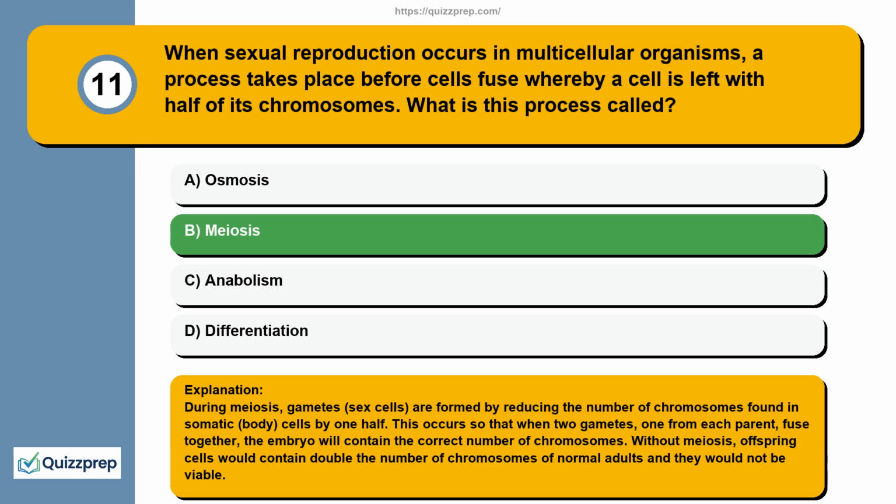During meiosis, gametes, sex cells, are formed by reducing the number of chromosomes found in somatic, body, cells by 1/2. This occurs so that when 2 gametes, one from each parent, fuse together, the embryo will contain the correct number of chromosomes. Without meiosis, offspring cells would contain double the number of chromosomes of normal adults and they would not be viable.